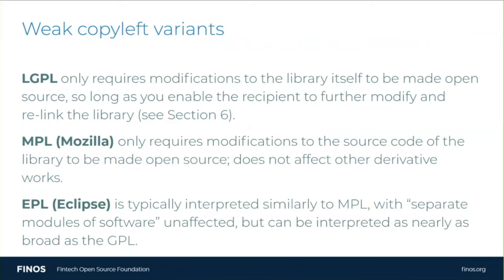The MPL can be described as more of a file-level copyleft. It really only applies to modifications that you make to the source code of the open source component. So unlike the GPL and LGPL, it doesn't reference the concept of derivative works under copyright law. It just says, basically, if you modify the source code, then you're required to provide your modifications to the source code along with the library. And the copyleft again only extends to the library itself and those modifications.